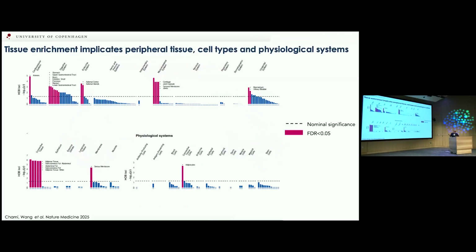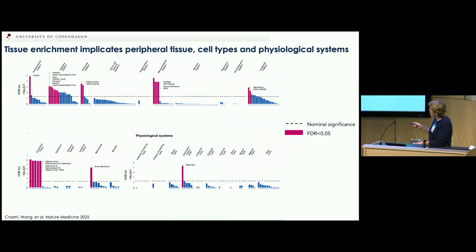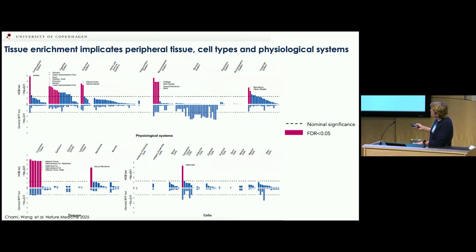If you look at tissue enrichment analyses with the healthy variance, it's particularly the peripheral tissues that show up: adipose tissue, abdominal fat, and so on, but also cartilage, adrenal, stomach. Whereas the unhealthy score, similar to the BMI score, is associated with the central nervous system. So clearly different biology is being observed.